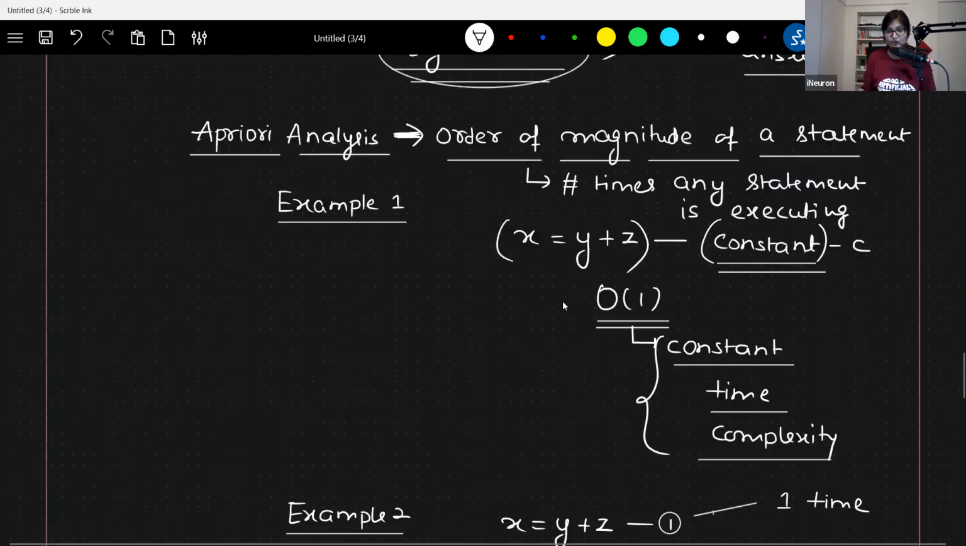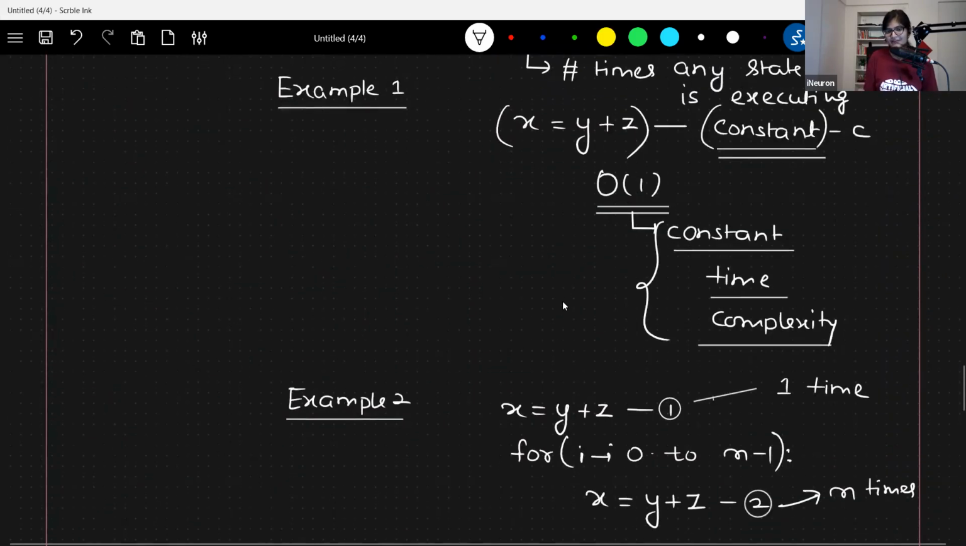So here, as a very first example, I am having a single statement. So it is running only a single time. So the time complexity will be constant. And to represent a constant time complexity, it will be big O of 1. This is the way to represent that.